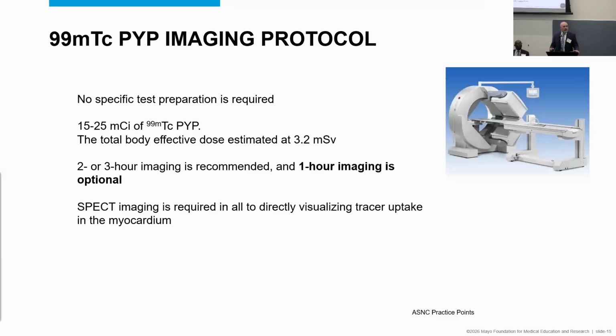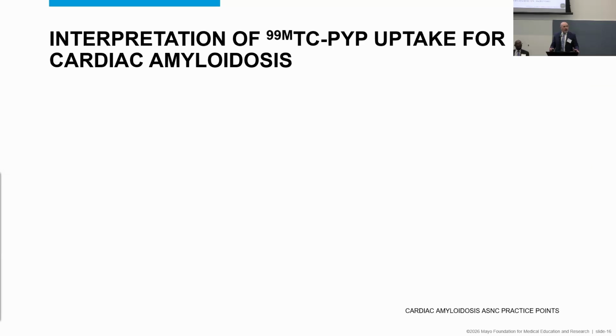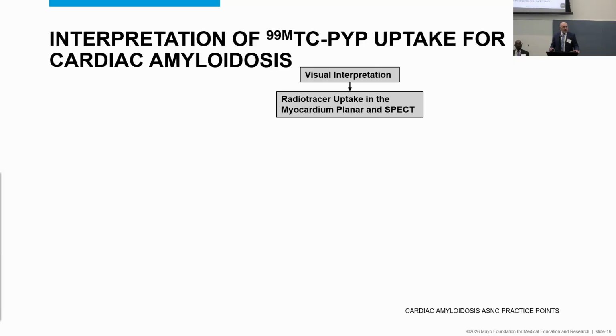So what do we do? There's no specific prep required. Generally, we think about PYP as a 2 to 3 hour study, although 1 hour is optional, though not recommended. In our lab, when we look at the interpretation, you want to look at the visual interpretation, and if there's no uptake in the SPECT, that's important. A lot of people talk about the heart to contralateral ratio. You want to look at the SPECT and make sure there's actually uptake within the myocardium, because otherwise you might get fooled by blood pool.